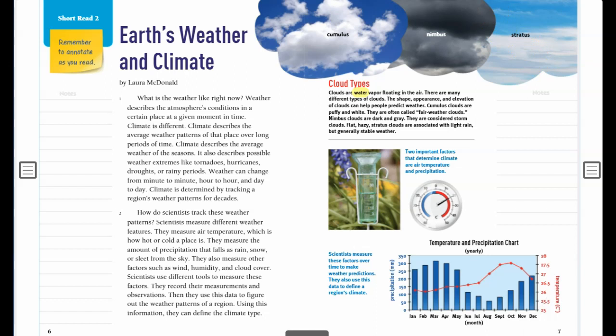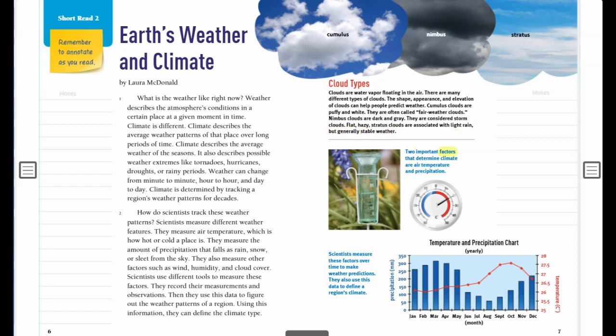All right, continue. Vapor floating in the air. There are many different types of clouds. The shape, appearance, and elevation of clouds can help people predict weather. Cumulus clouds are puffy and white. They are often called fair weather clouds. Nimbus clouds are dark and gray. They are considered storm clouds. Flat, hazy stratus clouds are associated with light rain, but generally stable weather.